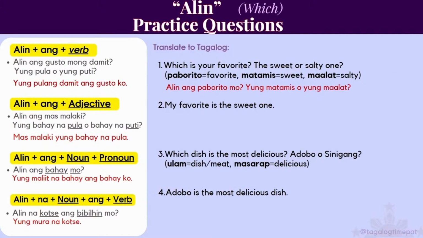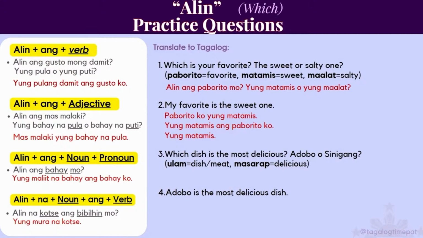Okay, number 2, my favorite is the sweet one. Paborito ko yung matamis. That is how you would respond to that first question. Or you could say these ways. Yung matamis ang paborito ko. The sweet one is my favorite. Or just simply you could say yung matamis, the sweet one.